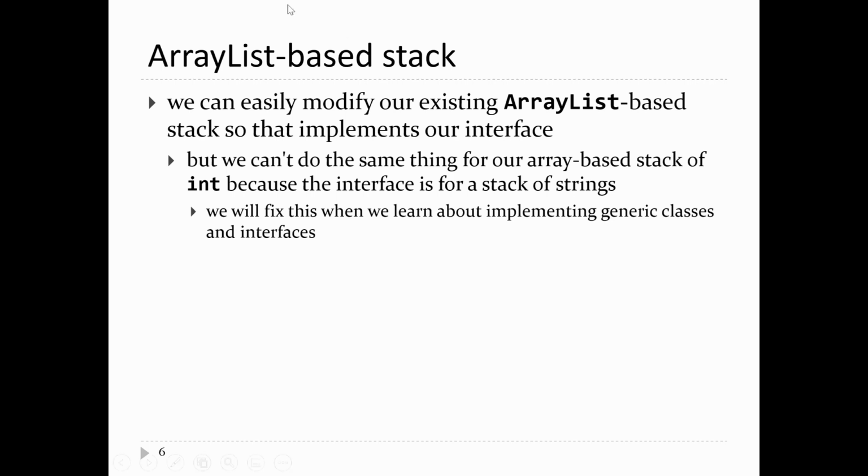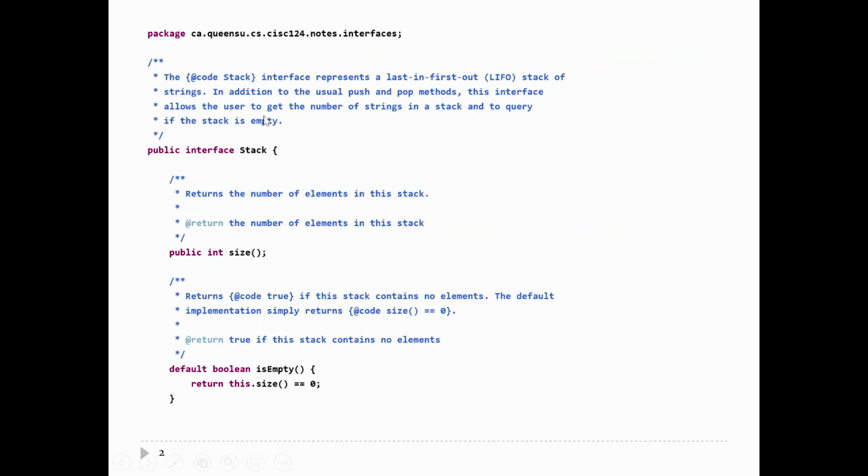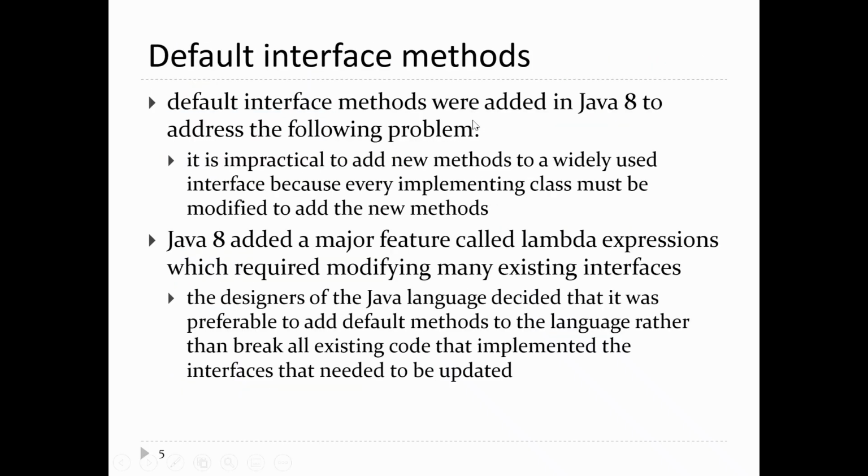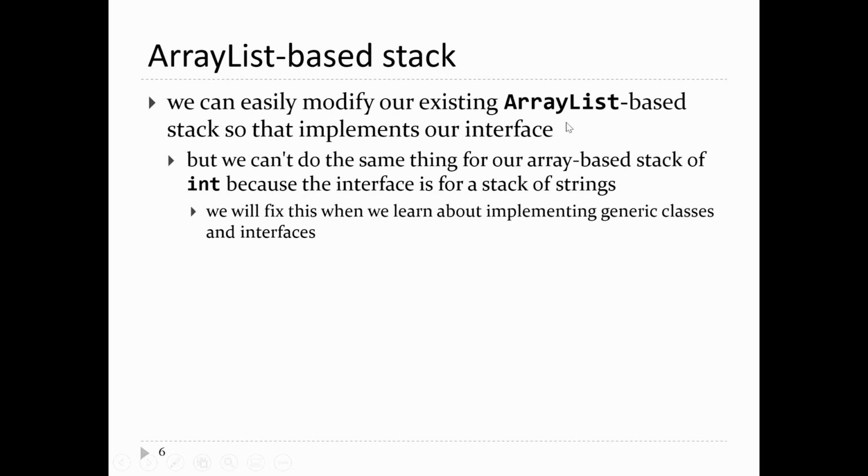All right, so that was a little bit of a detour. Let's go on and modify our array list-based stack so that it now implements our stack interface. We've got two existing stack classes. One of them is an array list-based stack. We also have an array-based stack, but our array-based stack is a stack of int, not a stack of string. And this interface right now is for a stack of strings. So I can change the array list-based stack to implement this interface. I can't yet change the array-based stack, but we'll come back to that later.